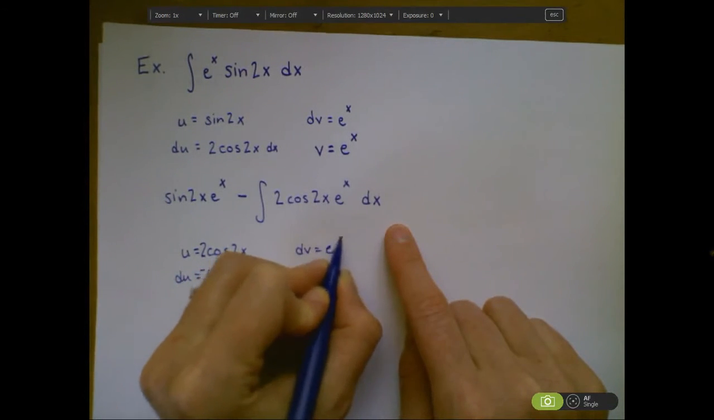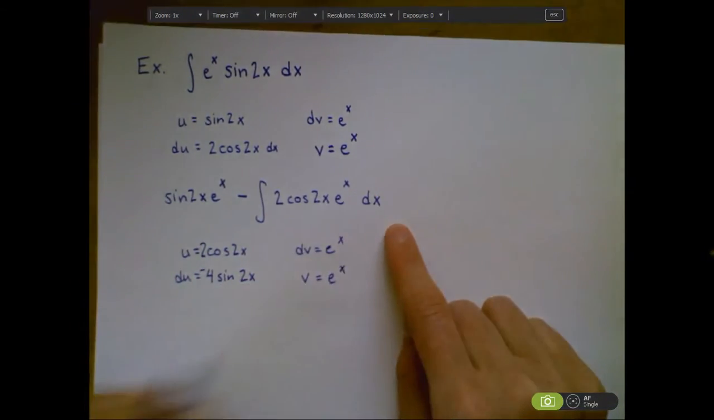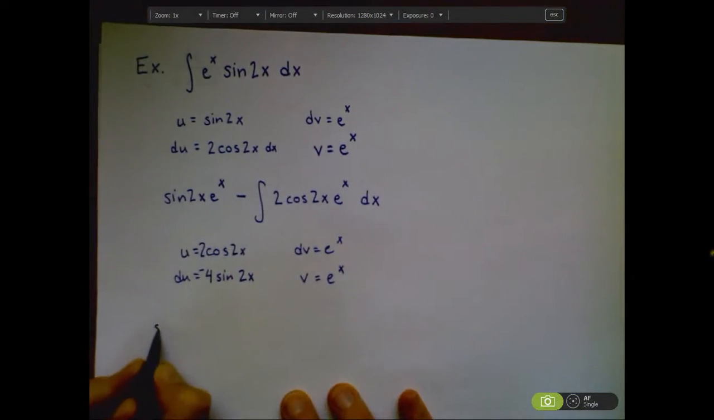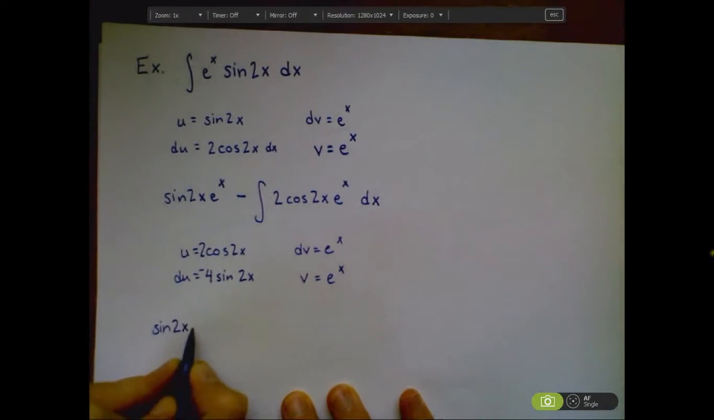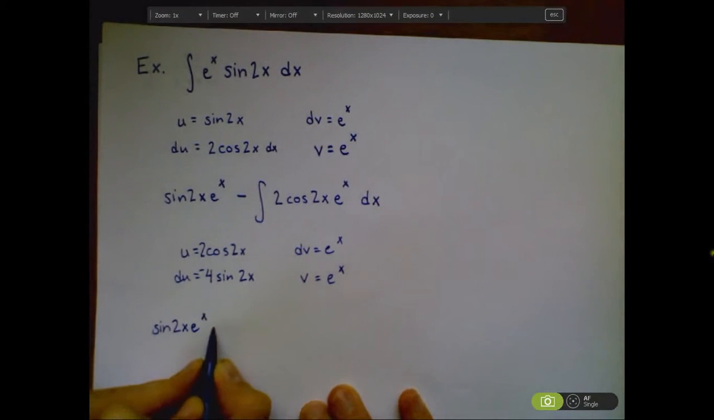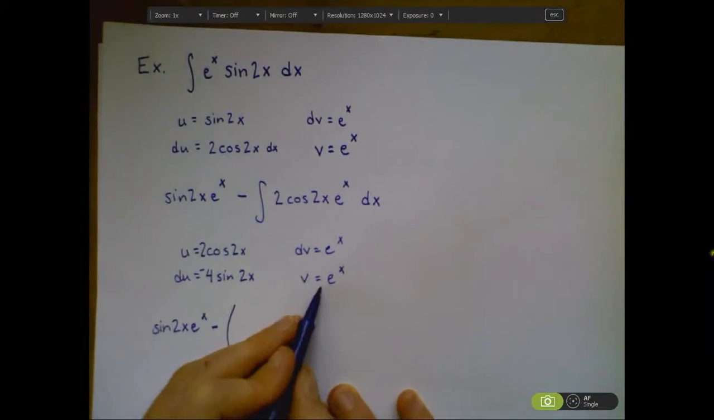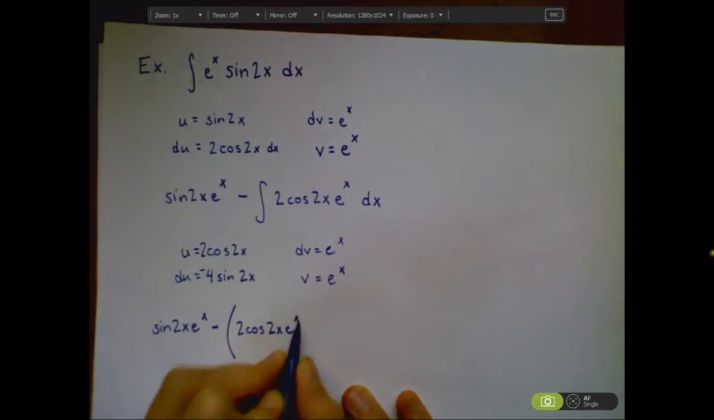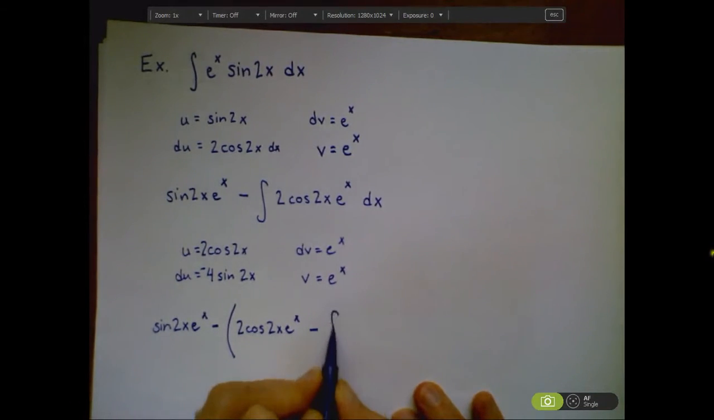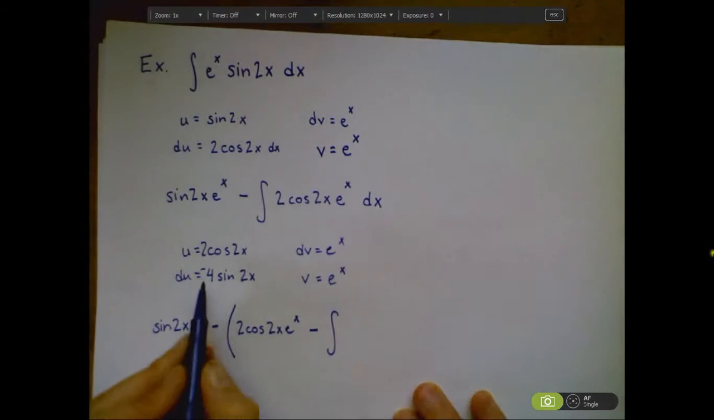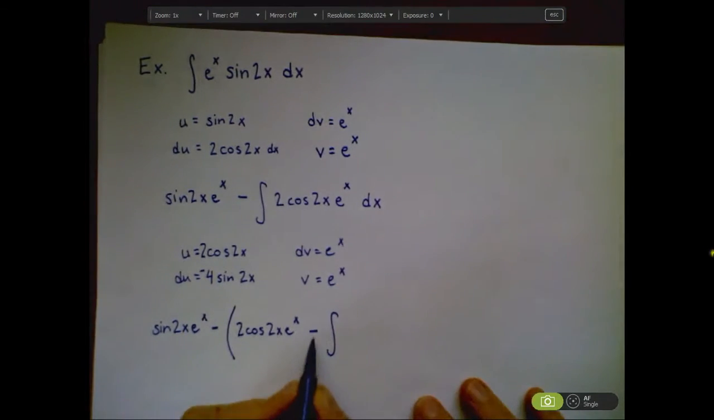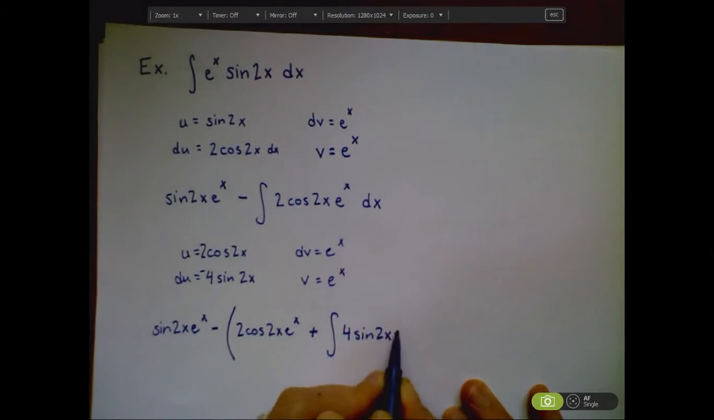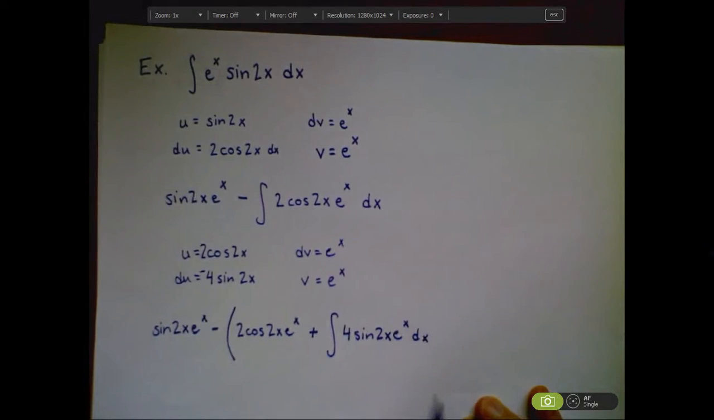dv is equal to e to the x, so v is equal to e to the x. And we do by parts again, just for this piece of the integral. So we still have this leading term, sine of 2x e to the x, minus uv, 2 cosine 2x e to the x, minus the integral of v du. So this minus the negative becomes positive 4 sine 2x e to the x dx.